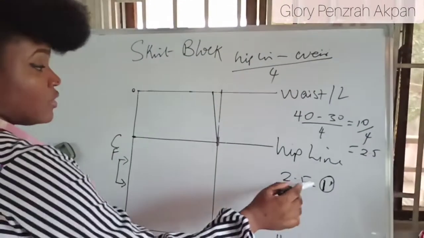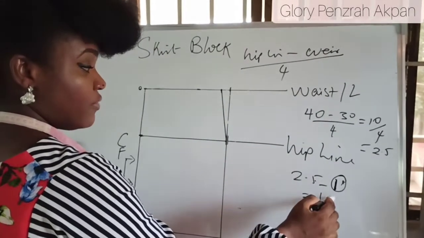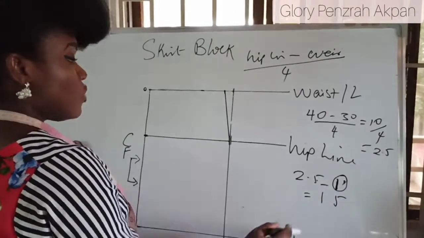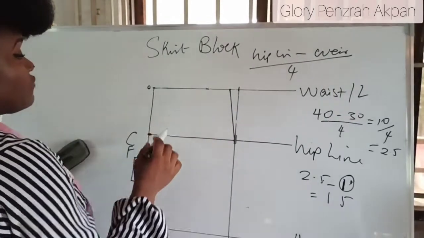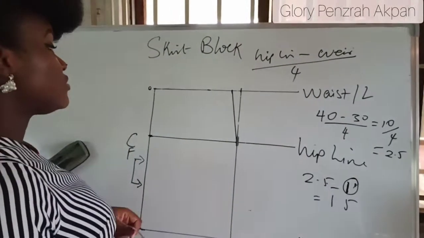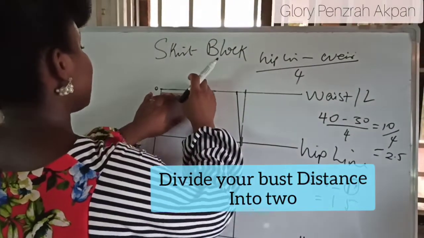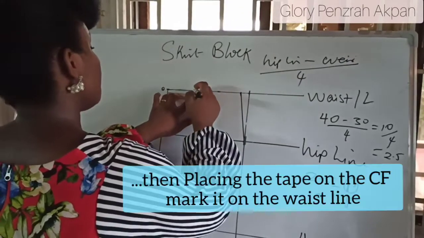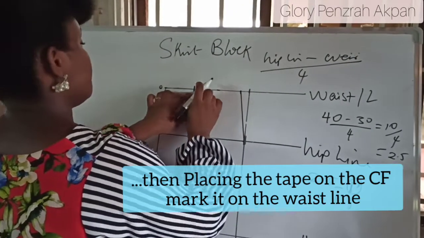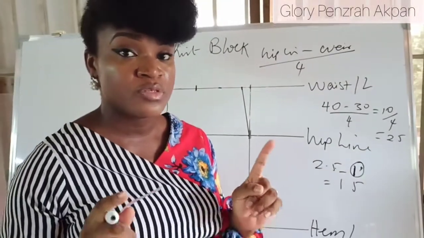So if you take 1 inch out of 2.5 inches, we are going to be left with 1.5. We're going to use that 1.5 to impute a waist dart in this skirt. To impute the waist dart, you first need to mark your bust distance, or bust span, after dividing into 2. The bust distance is the distance from one nipple to the other.